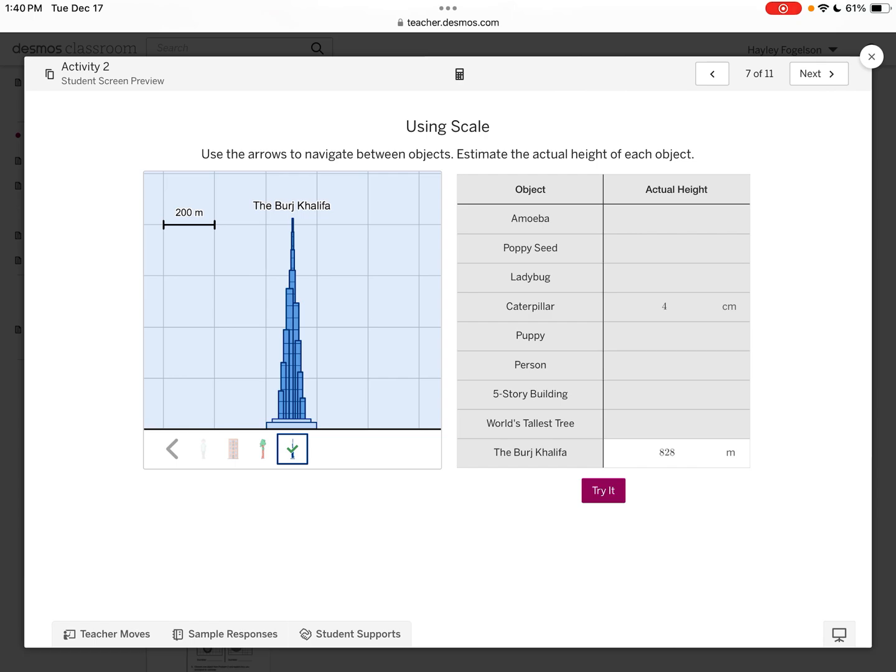All right, slide 7 is the slide that I'm not going to go through all of them with you. This is where it might be fun for you to go on to Desmos and do it yourself. But we know that the Burj Khalifa was 828. There, we can check our work.